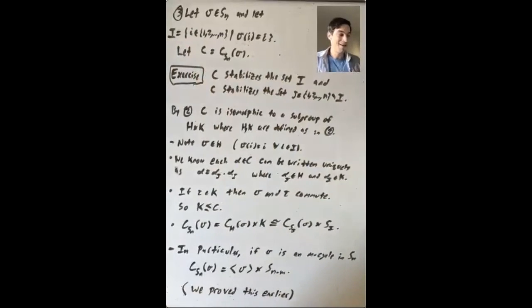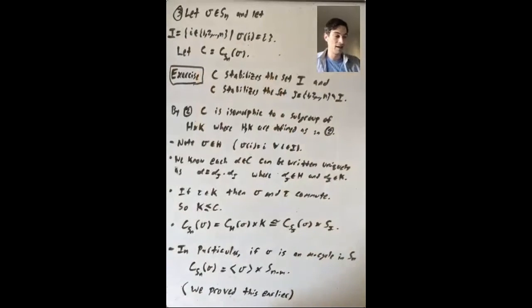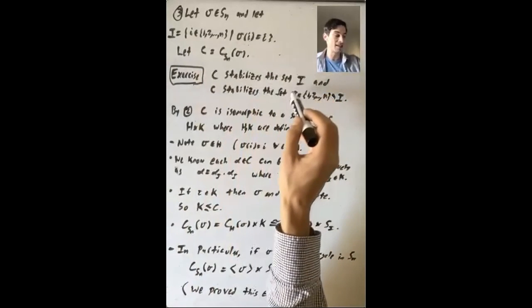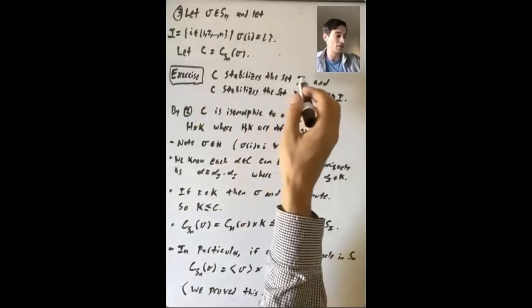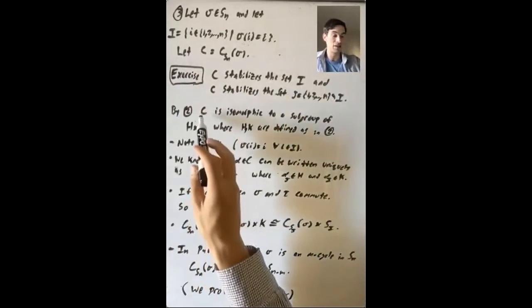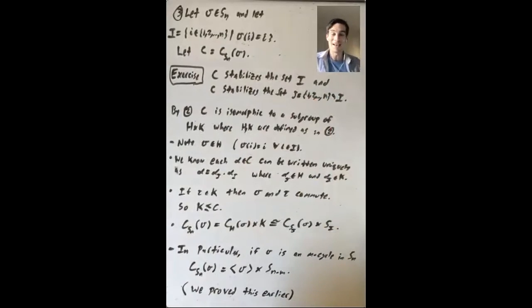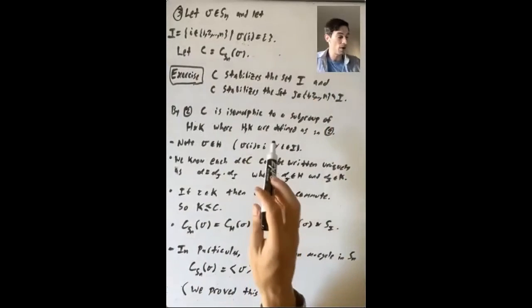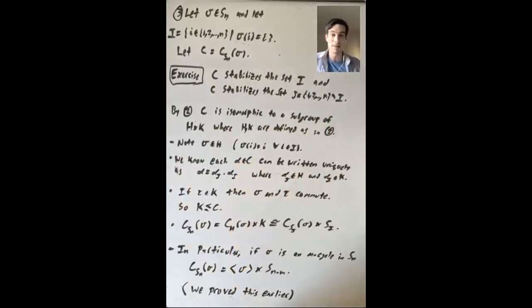Okay, so now we have a group of permutations that stabilizes I and stabilizes the complement of I. So the previous example was all about that, this setwise stabilizer of I and J. So what that means is that C is a subgroup of this setwise stabilizer of I. But in the last example, we saw that the setwise stabilizer of I is isomorphic to a direct product, H cross K, where H and K were defined as in this previous example.